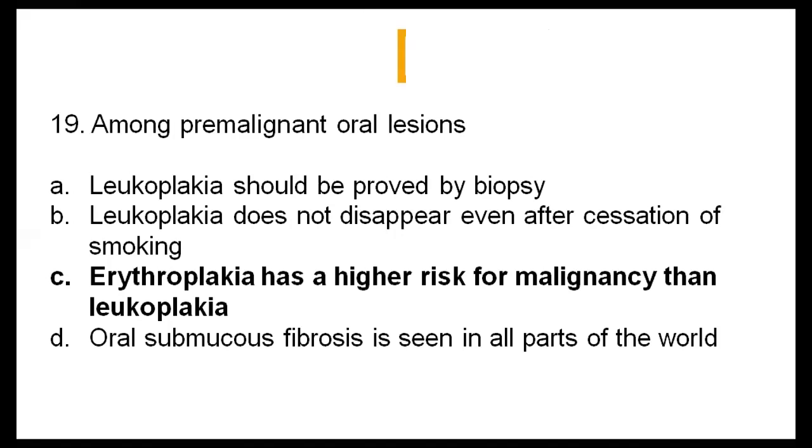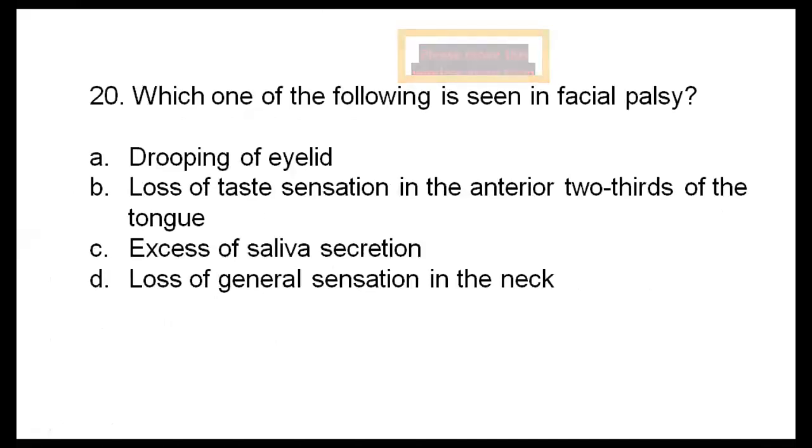And also, suppose that choice is not there, then speckled leukoplakia, erythroleukoplakia, if that is there. Okay. PVL has the highest tendency for malignant transformation. Agreed. Right. Go to the next question. Which one of the following is seen in facial palsy?